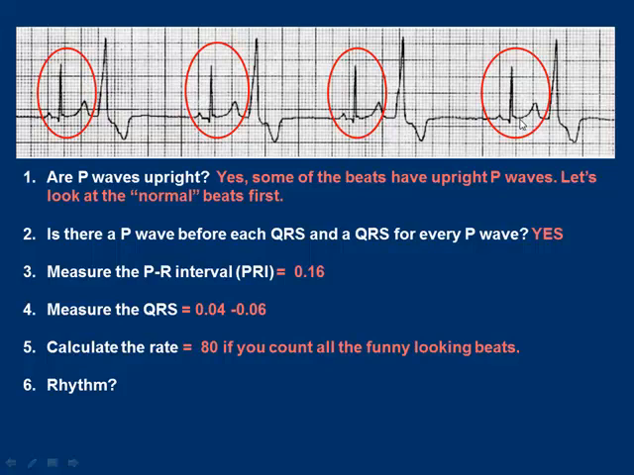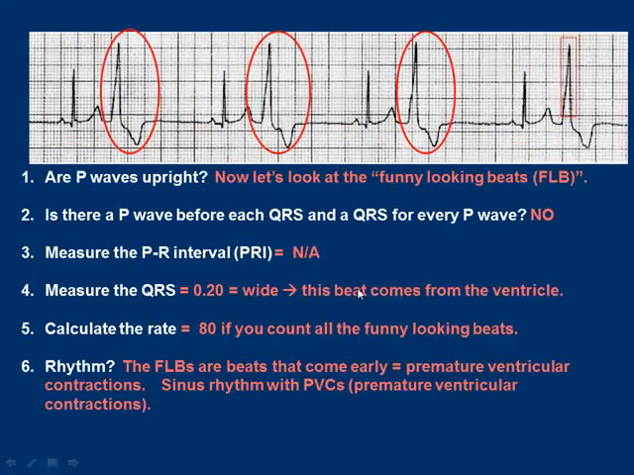Well, yes, there is. When I look at the PR interval of the normal looking beats from here to here, it measures 0.16. Well, that's normal. And then when I look at the QRS of these normal looking beats, it measures somewhere between 0.04 and 0.06. Well, that's normal. And if you count all of the beats, it's a rate of 80, and then you've got these 4 beats that are normal. Well, what's a rhythm? Well, I can say that these are sinus beats, but I can't call this normal sinus rhythm because I've got these funky beats.